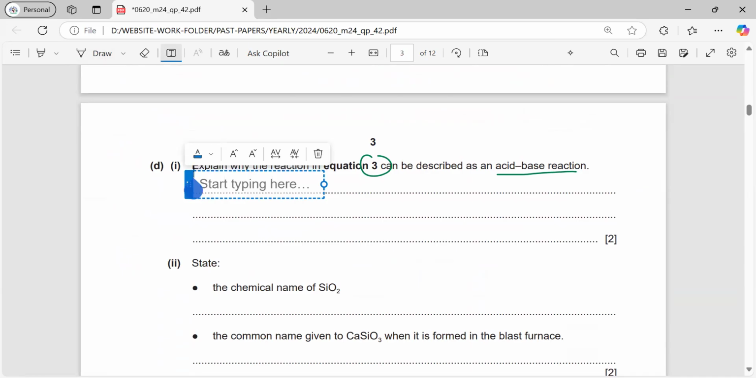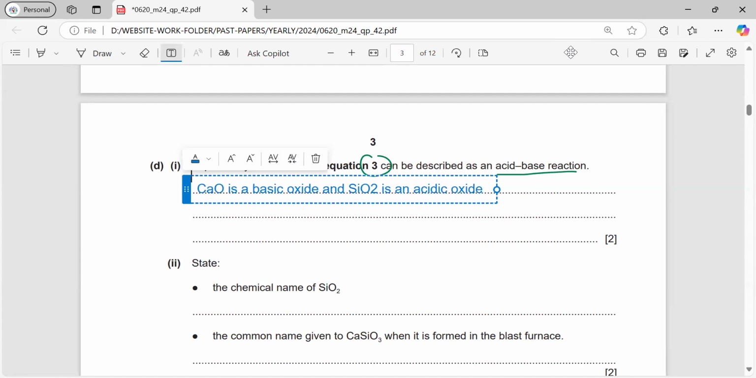So here we'll write that calcium oxide is a basic oxide and silicon oxide is an acidic oxide. So that is why it is an acid-base reaction.